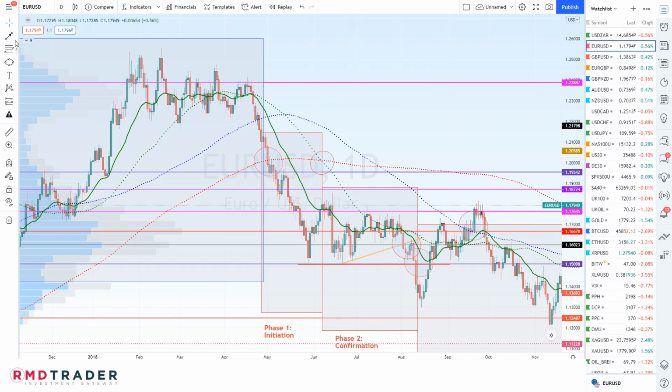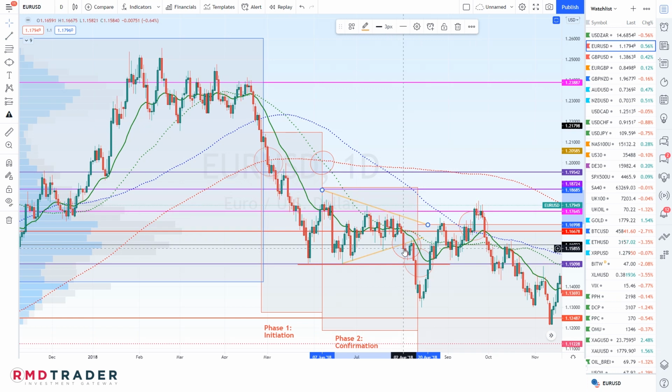triangle formation, and I'll just draw that out for you quickly so you can see how that looks. So you can see that's typically something like the symmetrical triangle, and we see the market break below that, meaning that would again be a good opportunity to take your short.